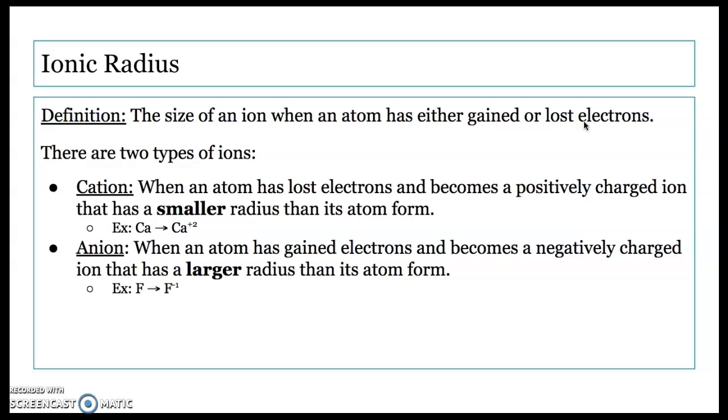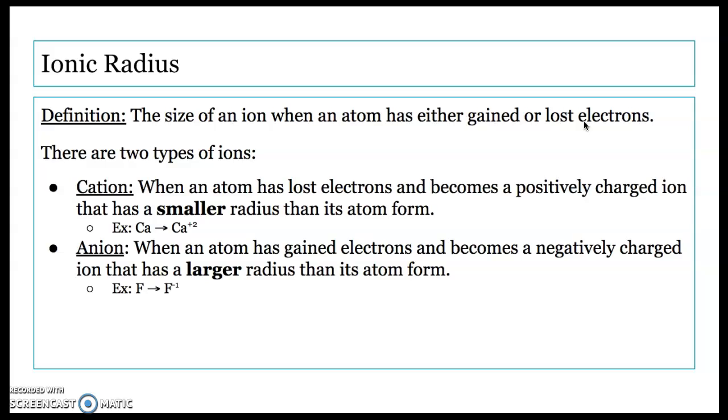An anion, like an onion, which would make you cry, is when an atom has gained electrons, so it's gaining negativity. It becomes negatively charged, and therefore the ion will have a larger radius. So for instance, fluorine gaining an electron to become fluorine minus 1.